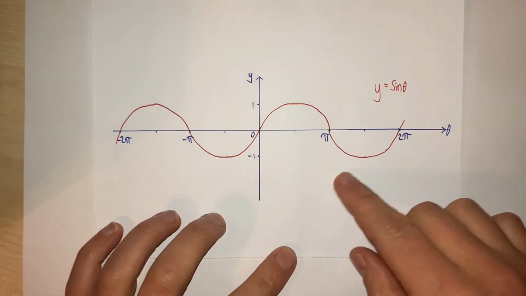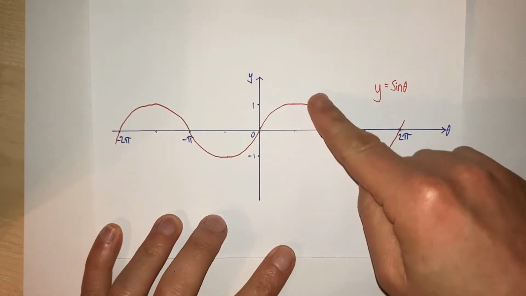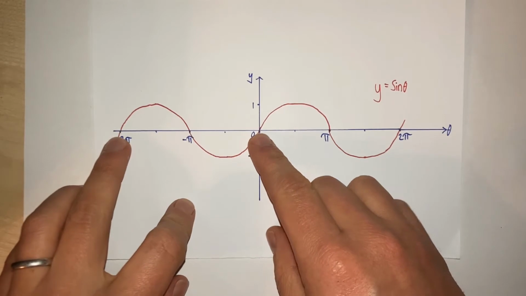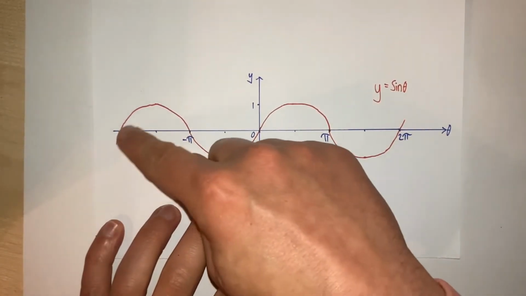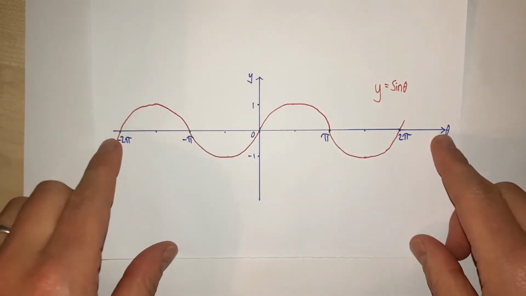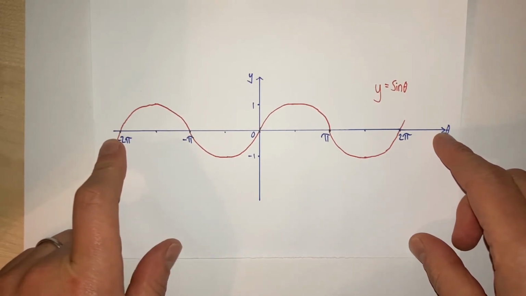Here we have the graph of sine theta. Notice its shape. It has a period of 2 pi. That is, it repeats every 2 pi. And actually the graph continues forever. So its domain is from negative infinity to infinity. It can accept any value.